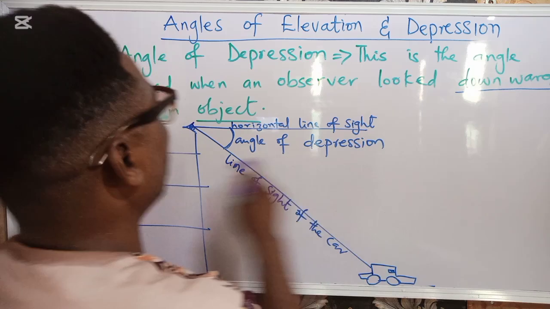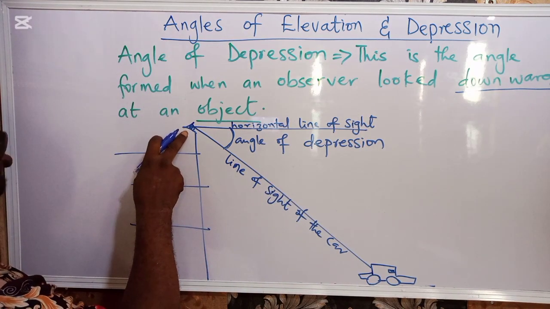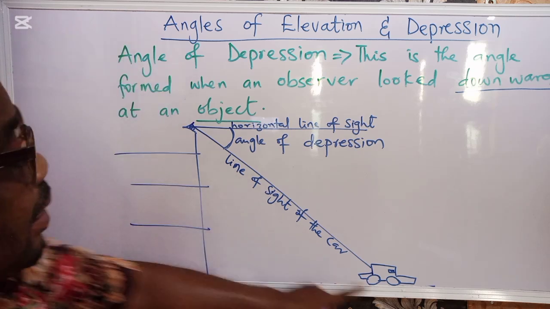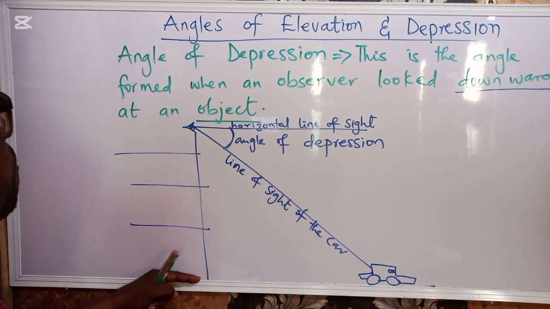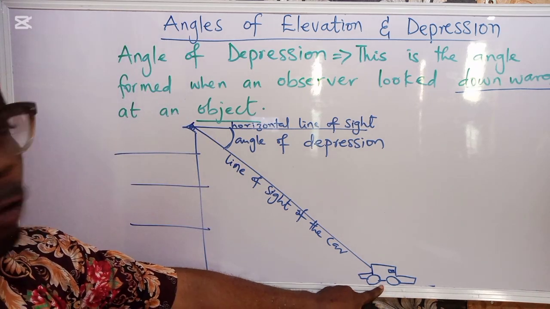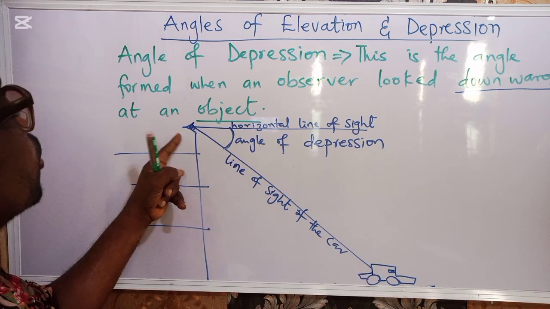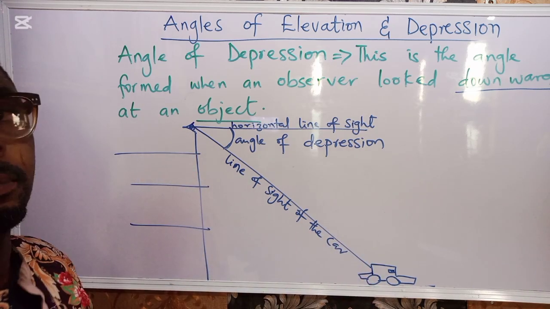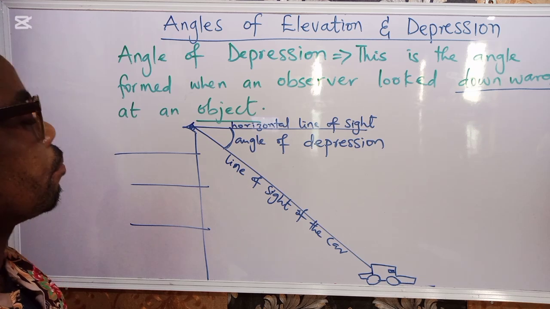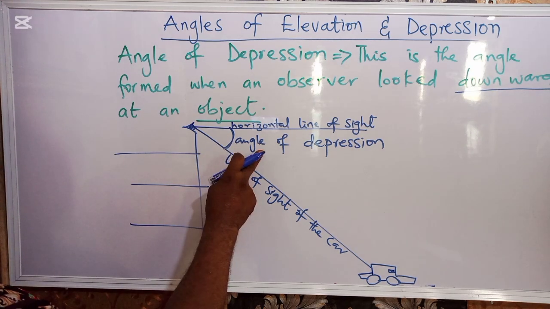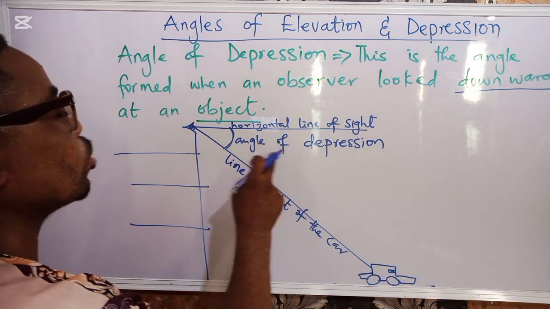I said the observer, which is the boy here, must be in a position that is higher than the car, that is taller than the car. The height must be far above the height of the observed. So he's observing the car. The observer must be taller than the observed. So this is the angle of elevation, or of depression rather. So we must take note how this thing is.